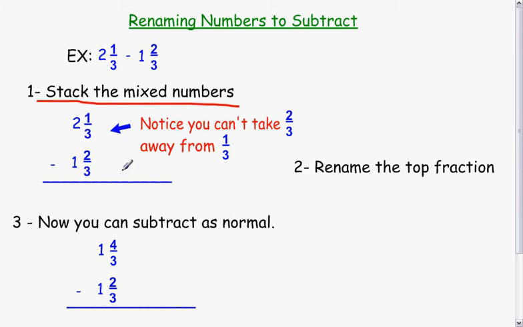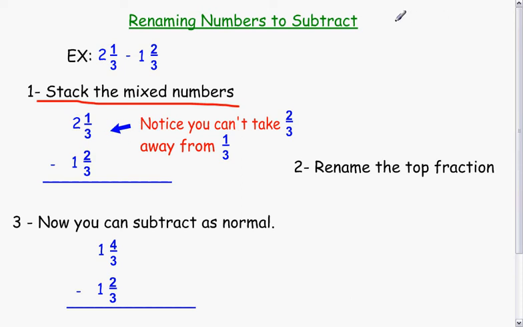Now there's something that stands out to me that should stand out to you as well. When I try to start my problem, my denominators are the same, but I can't take 2/3 away from 1/3. This fraction is smaller than this fraction. So there's something we need to do in order to help us out with this problem.